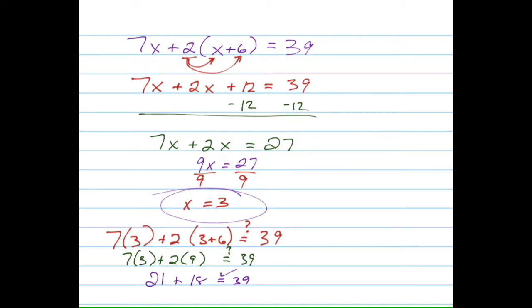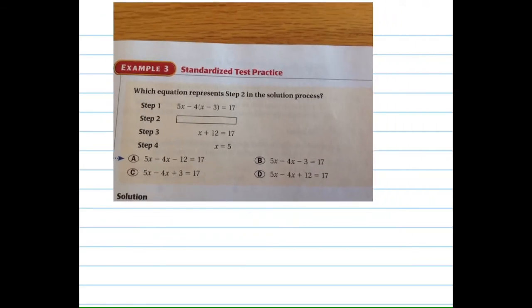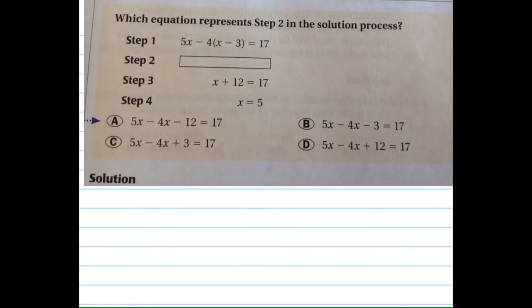Any questions yet? So the next question is a little different. I've seen questions like this on the Regents exam. Instead of solving the equation yourself, they're going to ask you to look at the steps that somebody else took with a blank in there and determine what the missing step is. Which equation could be step 2 in the solution process? So if you started with step 1, if you started with 5x minus 4 times x minus 3 equals 17, what might you do first?